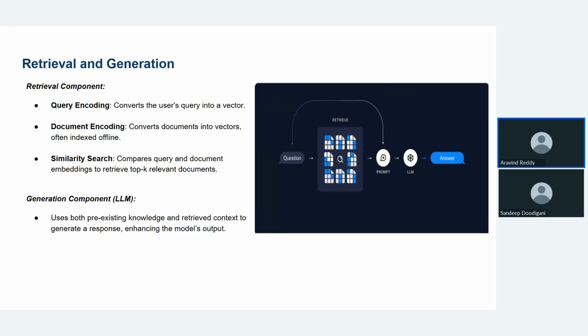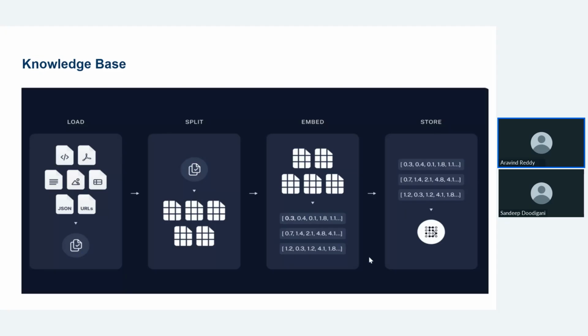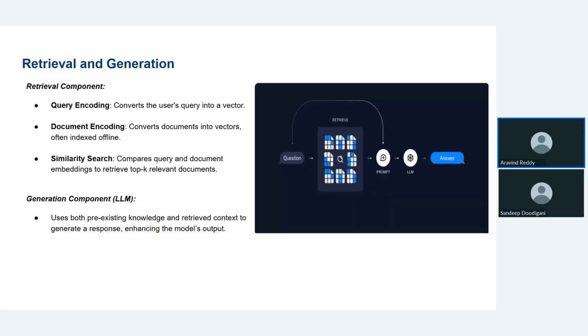So here it will pass the information that has been stored in the knowledge base in vector form, right? This is what embedding does. Embedding will convert the information into vectors, and vectors will be stored in a vector DB storage, like databases. So that information is going to be passed, and when the user asks a query, that query is going to be encoded.